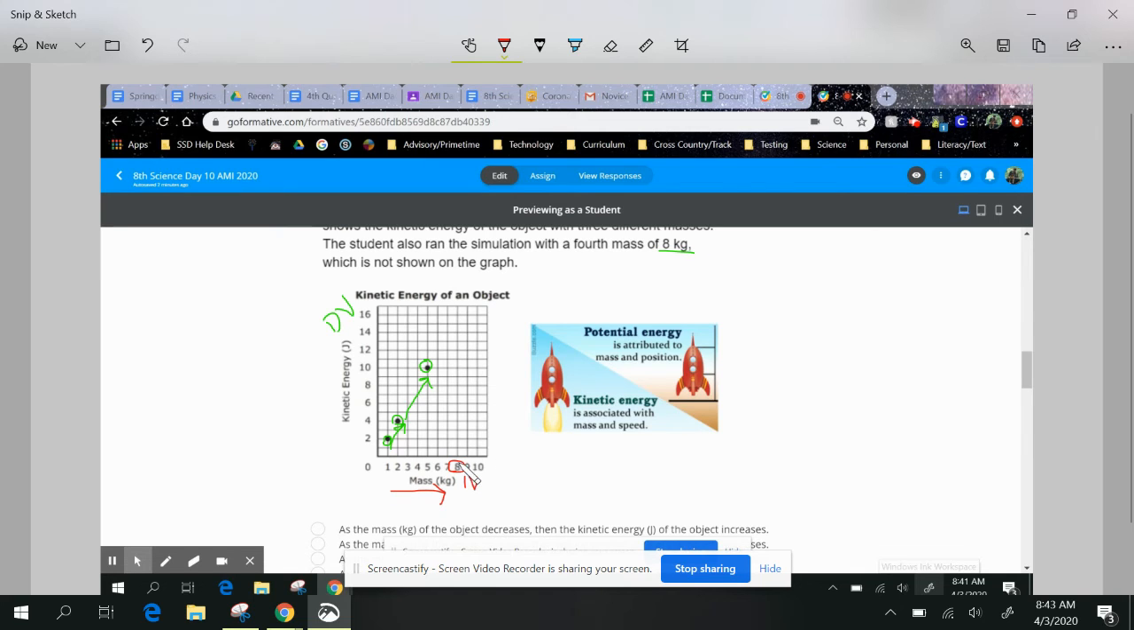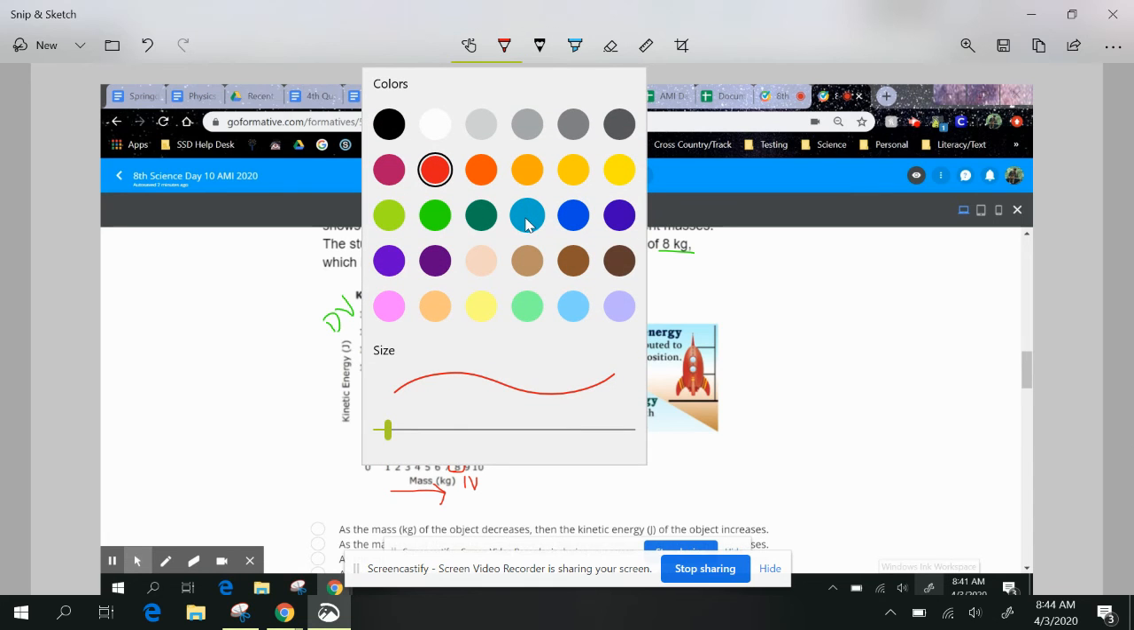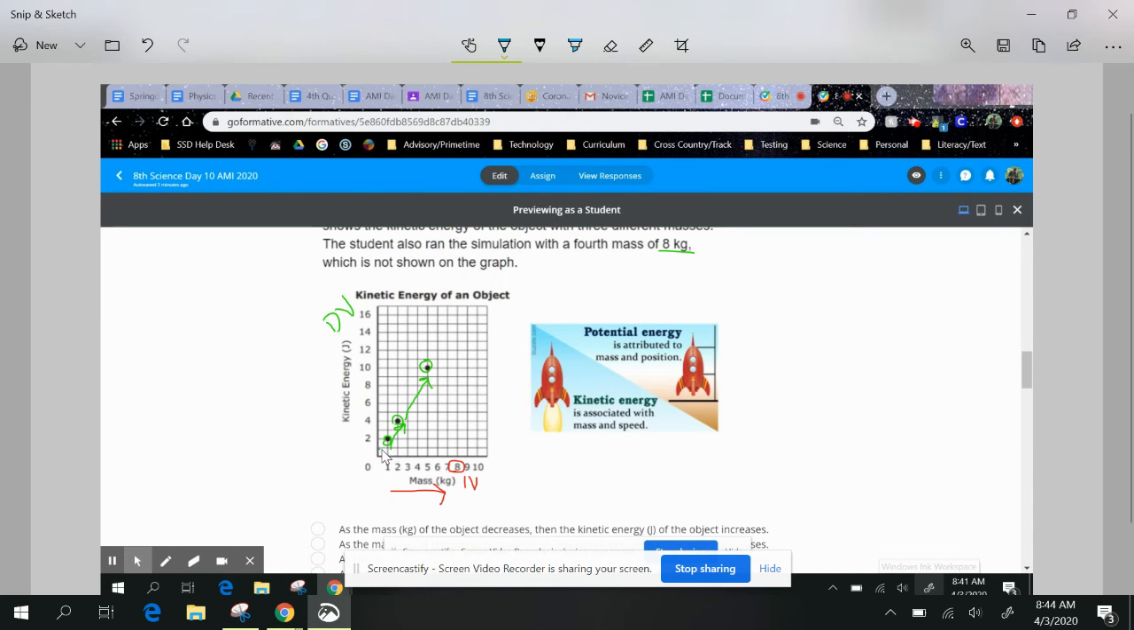8 kilograms right here. This is kind of like a line of best fit. And so if we just follow exactly what we're already seeing right here happening and keep going straight up from the ones that we already had, we can kind of meet, let's see, where's 8? 8 is about right there. So I would say if we changed our mass to 8 kilograms, somewhere between here and here would be our projected kinetic energy. It actually hits right there, which would be about 15.